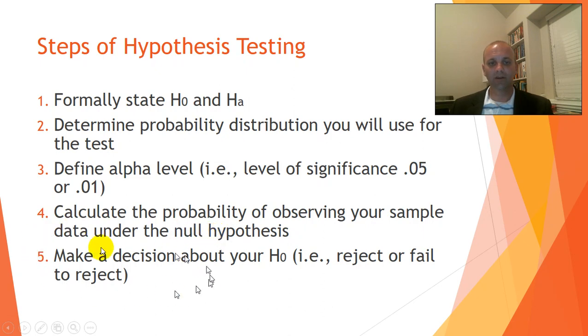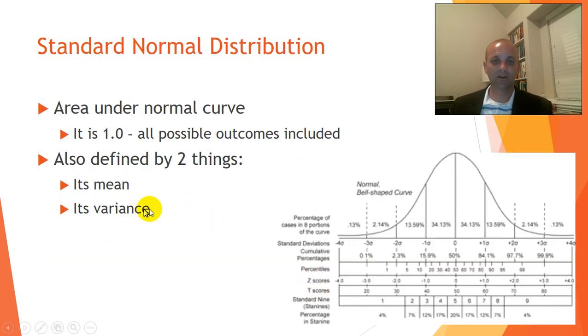And the final one is making a decision about it. So you either reject or you fail to reject the null hypothesis. You're not accepting, you're not proving that your alternative hypothesis or your research hypothesis is correct. You're rejecting or you're failing to reject your null hypothesis. And failing to reject it is essentially saying that your alternative or your research hypothesis is adequate or is true for that point in time.